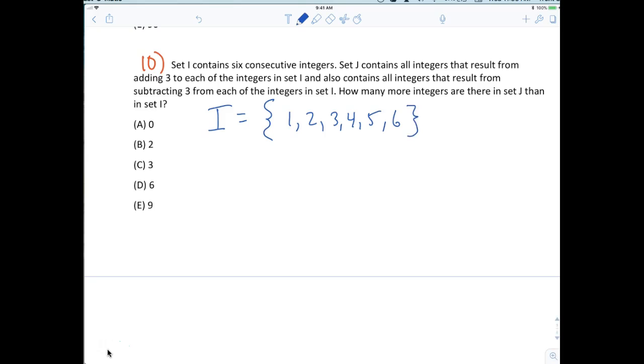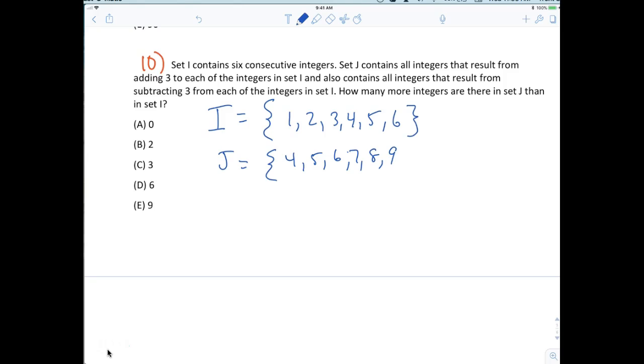All right. Now it said J consists of all integers that result from adding 3 to each of the integers in set I. So if I add 3 to each one, I would start with, no, 4, right? So it'd be 4, 5, 6, 7, 8, 9. Is everybody agreeing with that? All right. After that, it says, it also, for subtracting 3.